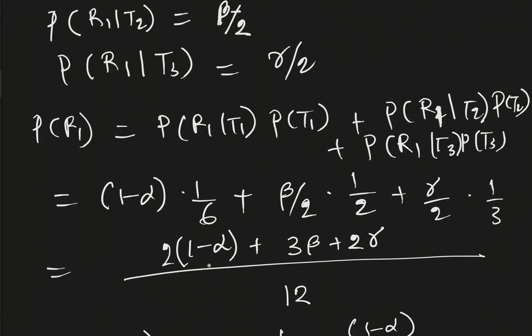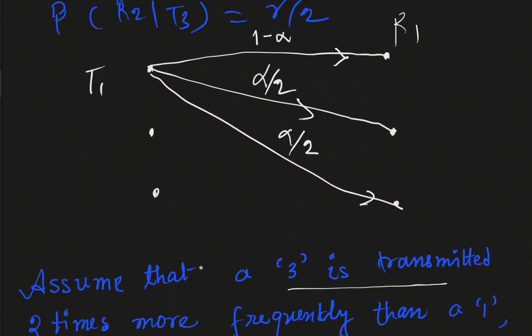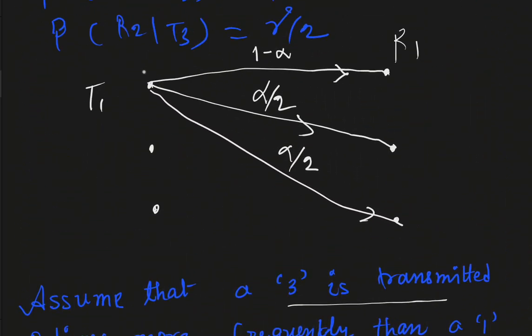What does a transmission error mean? Transmission error means that I am giving a signal from the T1 end, but the receiver receives the signal at either R2 or R3. So these are the errors. Now we have to calculate the transmission error. Suppose E denotes the transmission error.